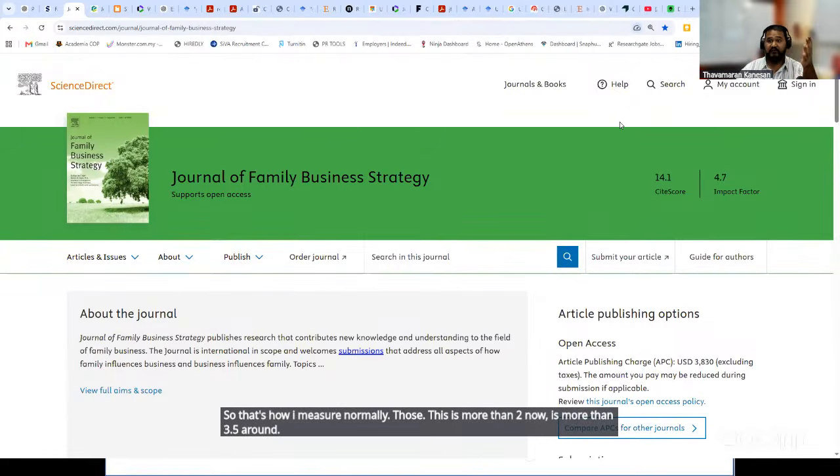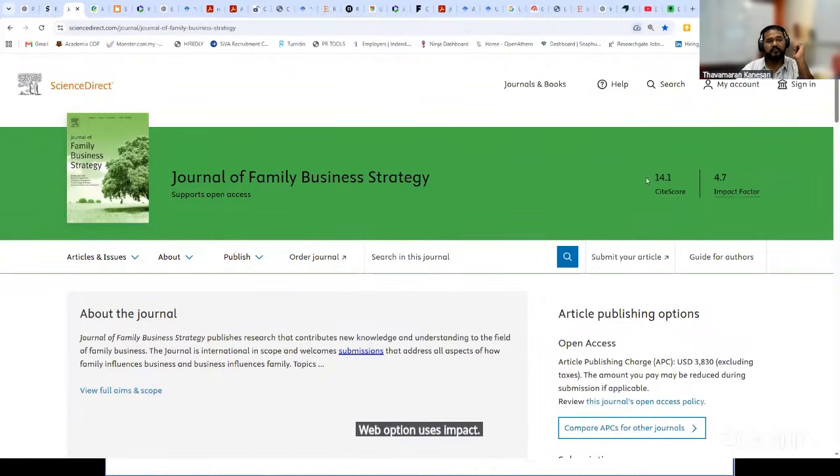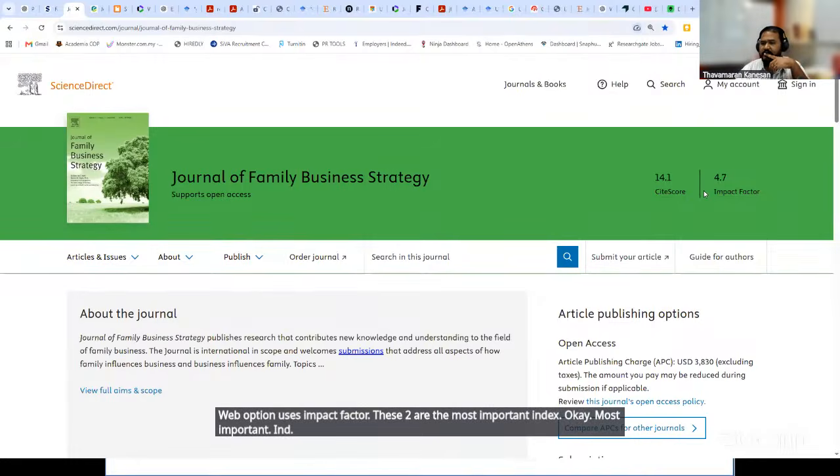Some areas, like geography, more than 1.5 is already Q1. That's called impact factor for Web of Science. Scopus uses CiteScore; Web of Science uses impact factor. These two are the most important indexes. More than 3, not scam.